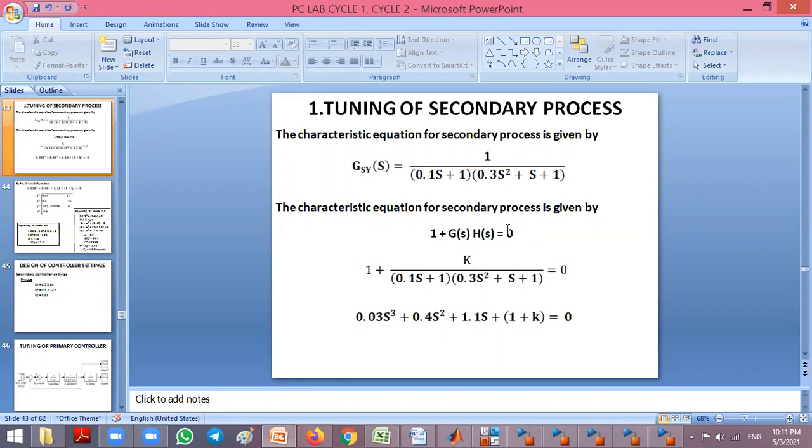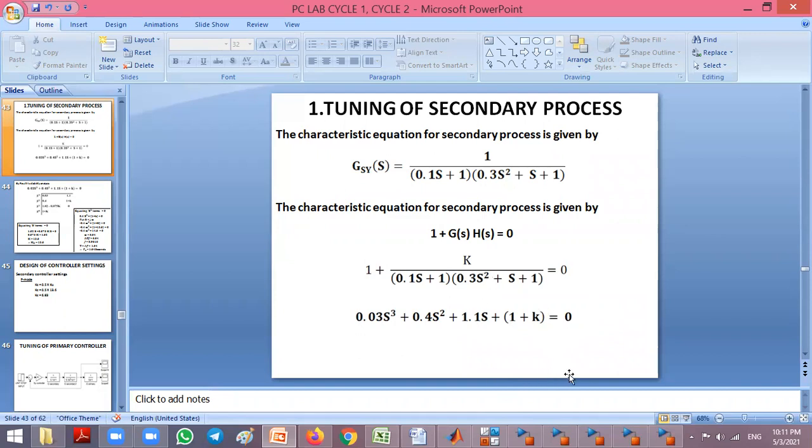While writing in this general form, we have to replace the numerator 1 by K. So it will be 1 plus K divided by 0.1 S plus 1 into 0.3 S squared plus S plus 1 equal to 0. Now you multiply all this. You take the LCM, and the denominator on cross multiplication will become 0 because it gets multiplied with 0. On simplifying this equation, we will get 0.03 S cube plus 0.4 S squared plus 1.1 S plus 1 plus K is equal to 0.